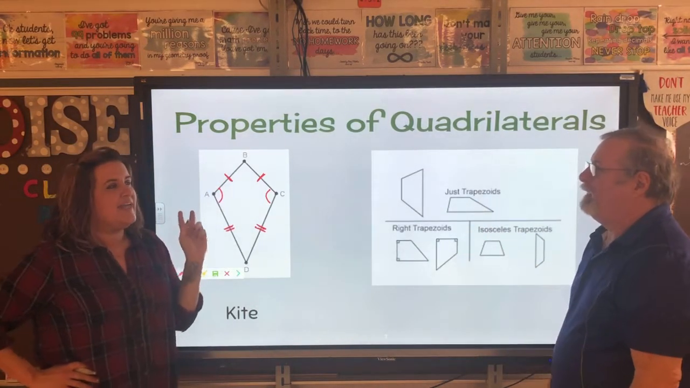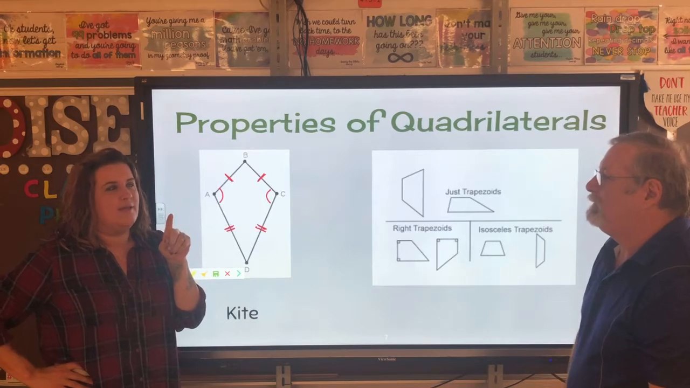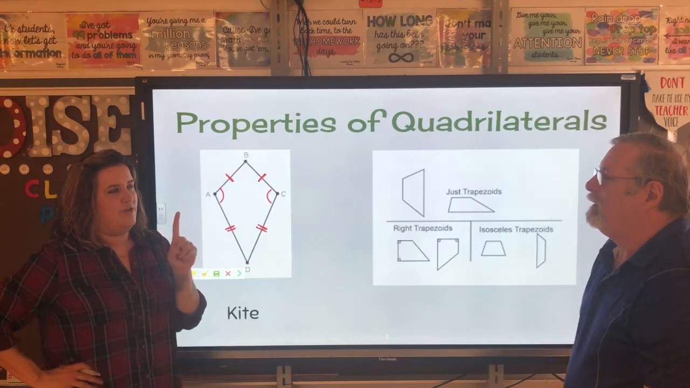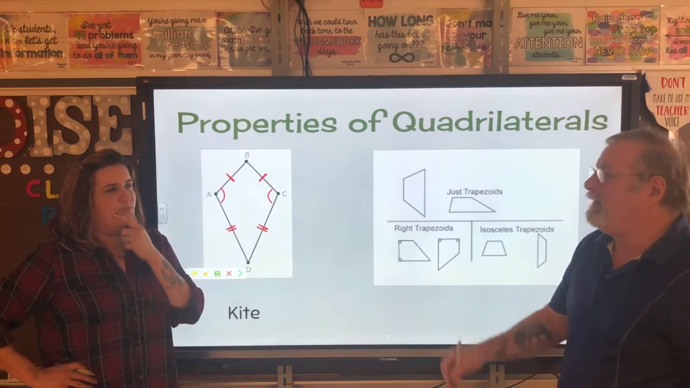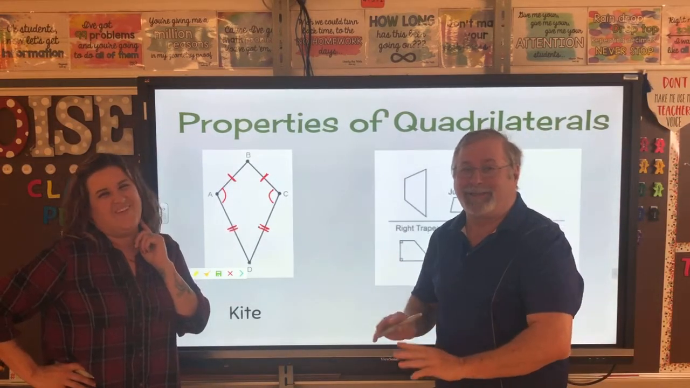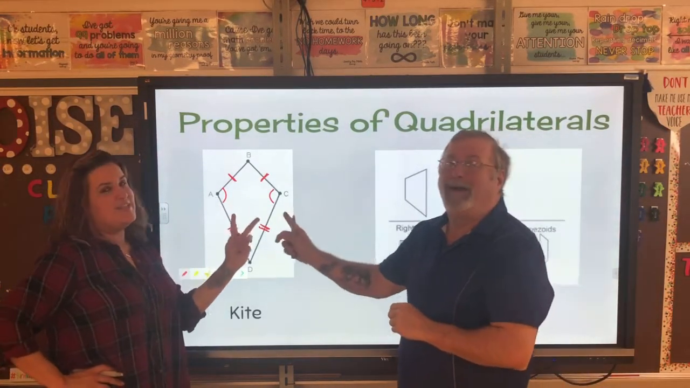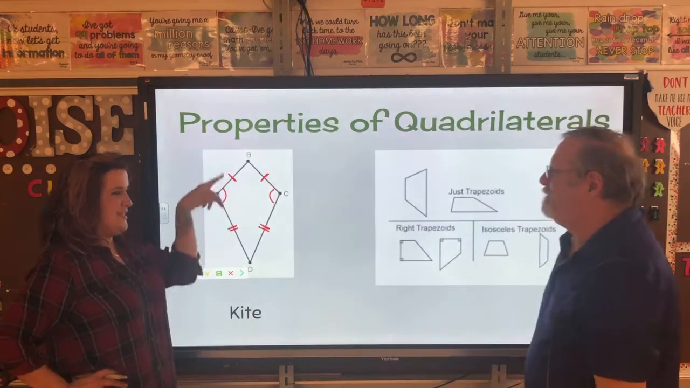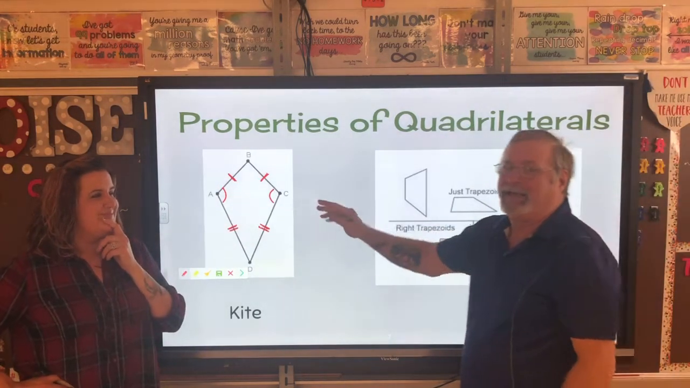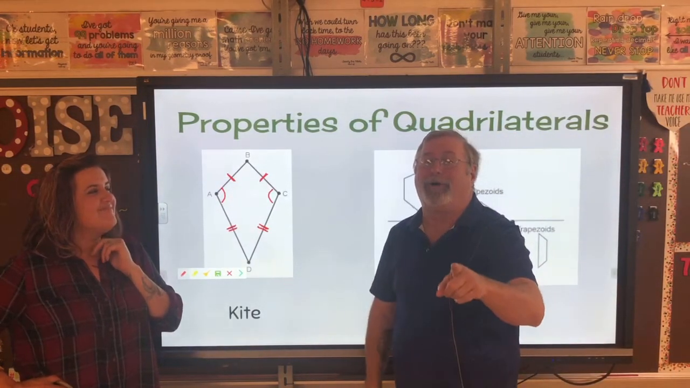See, a kite is special because it has one pair of congruent angles. Very good. I set that all up just so that you would know that there's only one set, but not these ones. That's right. So one set, not two. Now, if I hadn't pointed that out, you would never have known that. That's true.